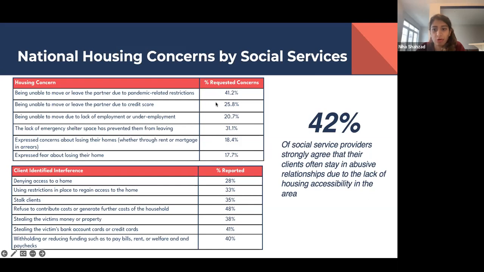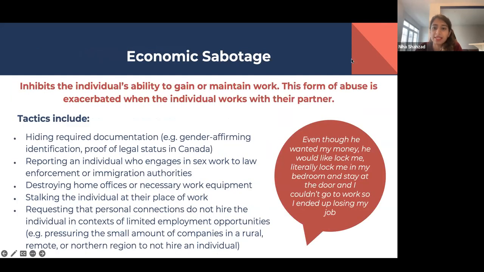And a whopping 42% of the social service providers strongly agreed that their clients often stay in abusive relationships due to the lack of housing accessibility in the area. So this is a really key concern, especially during the pandemic, where housing prices skyrocketed. Because there was a lack of affordable housing, women weren't able to escape their abusers and try to get back on their feet after they had been abused.